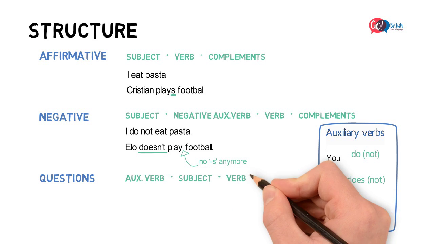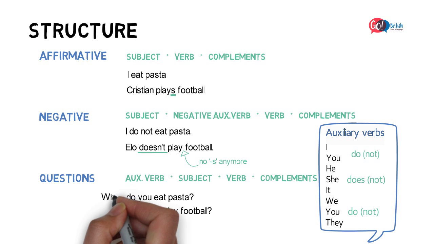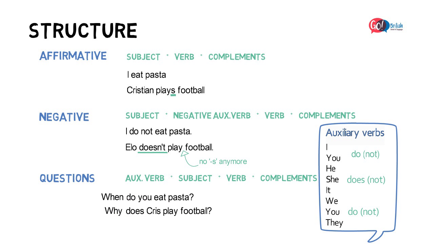Now, let's move to the questions. I begin always with the auxiliary verb, then the subject and the main verb. For example, do you eat pasta? Does Chris play football? And if I want to include a question word, I do it at the beginning. When do you eat pasta? Why does Chris play football? Very easy, isn't it?